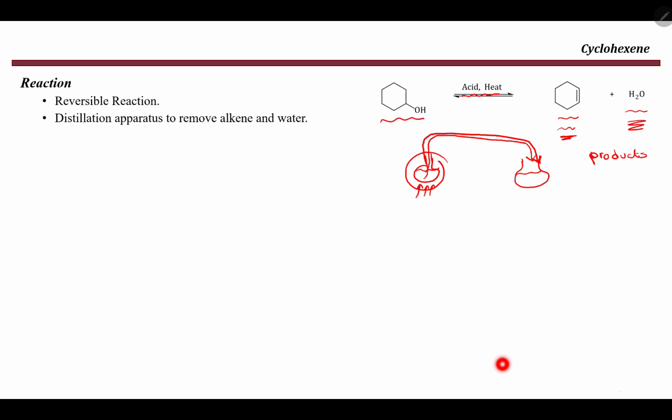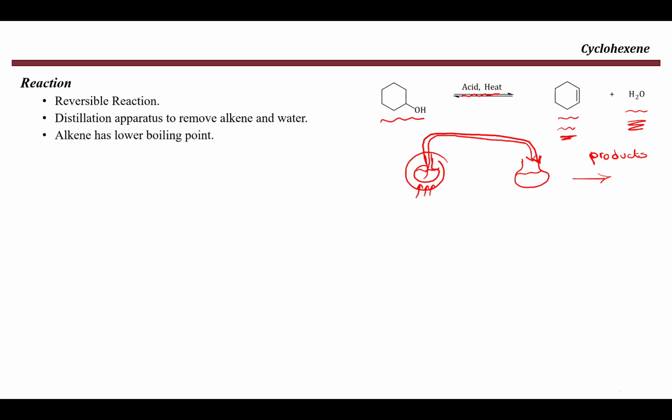And according to Le Chatelier's principle, when we remove the products, the reaction will go to the right, so it will shift to the product side. And this is how we can increase or maximize the yield of the reaction. So again, we are using a distillation apparatus in order to separate cyclohexene and H2O, which are the products. In this way, according to Le Chatelier's principle, we are pushing the equilibrium to the right, and we are maximizing the amount of the products that we get. And this is the main reason for using the distillation setup.